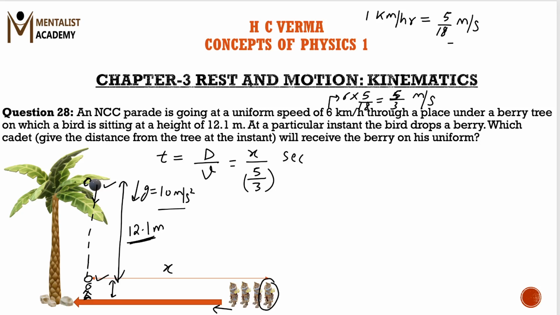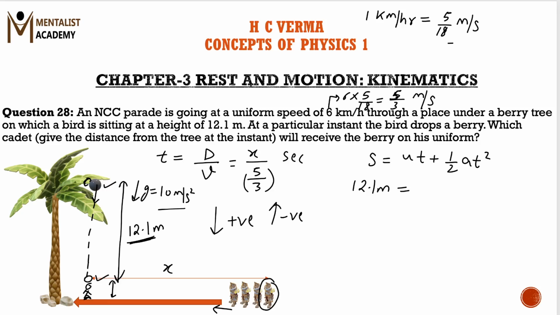As gravitational acceleration is constant, so we can apply the Newton's equation and find the time t using that equation. We can apply the second Newton's equation, that is s is equal to ut plus half at square. In this equation, the value of s would be 12.1 meters. I am taking the downward as positive and upward as negative as the sign convention. So I have taken 12.1 positive because the berry is traveling downwards, the displacement is downwards.